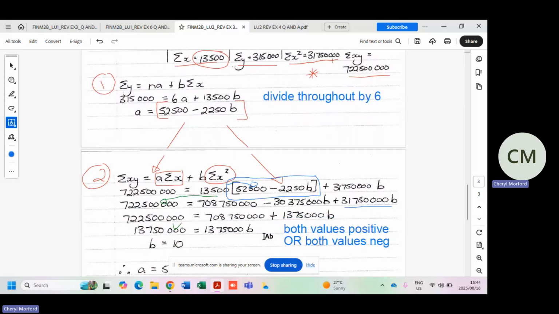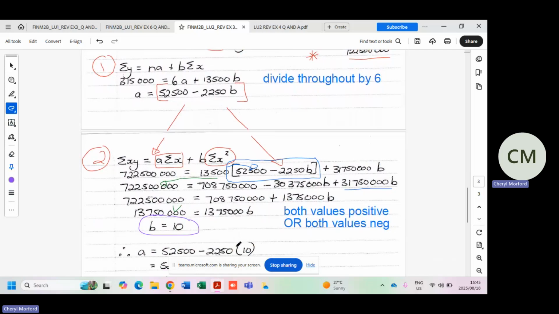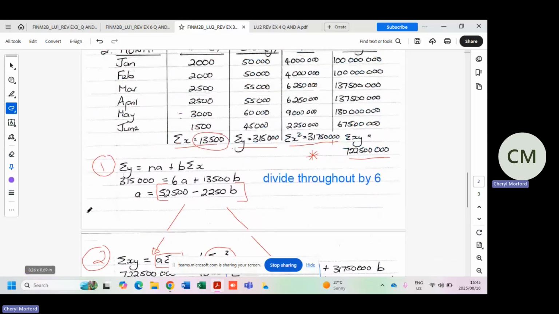So how do we get rid of that? Okay, we're going to divide throughout by the 1375000. Divide both sides by that, and we're going to get an answer of B is equal to 10, which you will see is the same value that we got in the high-low method. Now, what are we going to do? To find the value of A, we need to substitute. How? By using that equation over there.